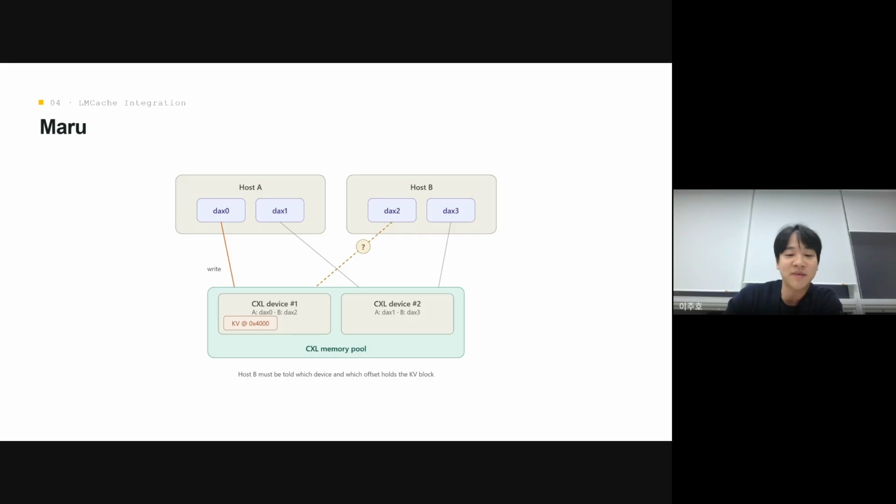one host writes a KV cache to some device at some offset, host B can physically reach the same memory theoretically, but it has no idea where the block is, because the device names are different on each host. For example, what host A sees as dax0 might be dax2 on host B. So somebody has to tell host B which device and which offset holds the KV cache that host A wrote.